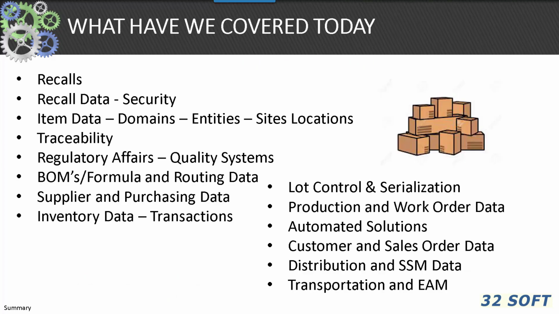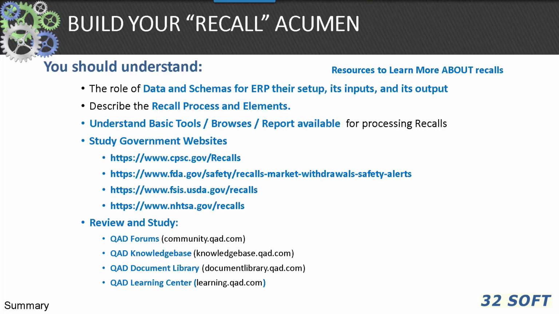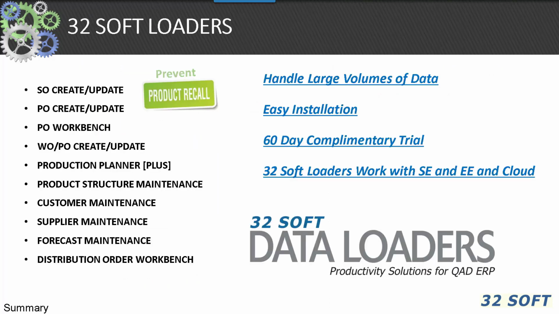As you can see, we've covered a lot of ground today. Just about every aspect of your ERP system is going to be involved if you have a recall. You want to build your acumen on recall. Walking through a recall process can open eyes to areas of manufacturing process that are not adequately defined or covered. Improve your understanding of the recall process, but more importantly, understand how ERP system can work to prevent recalls. Look at government sites, QAD, Foreman, Knowledge Base, Document Learning Center, etc.